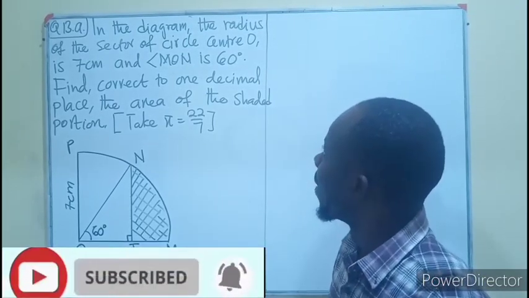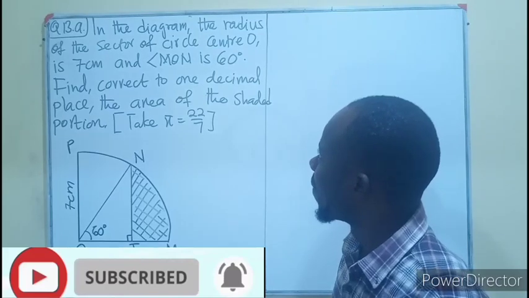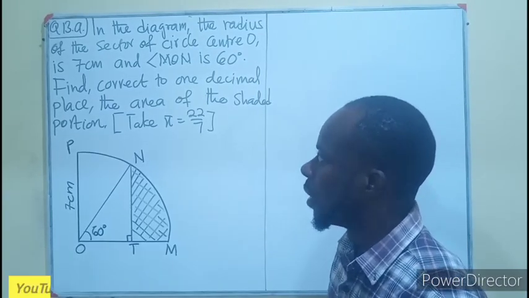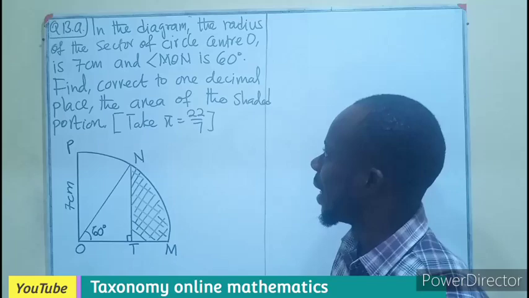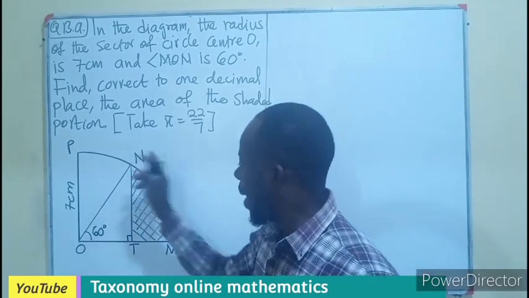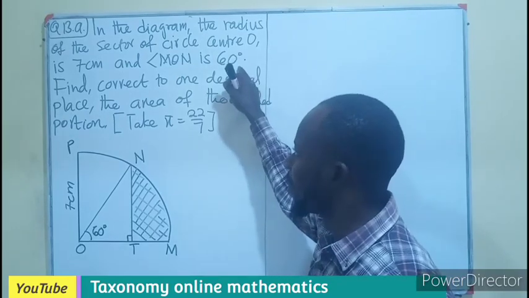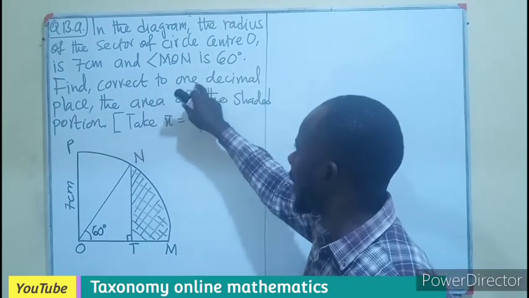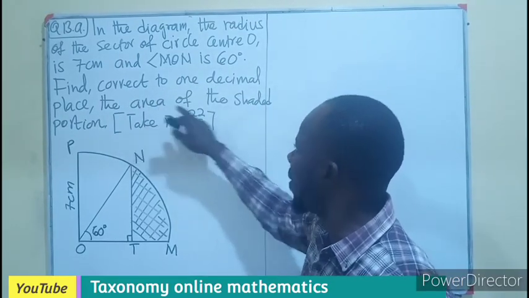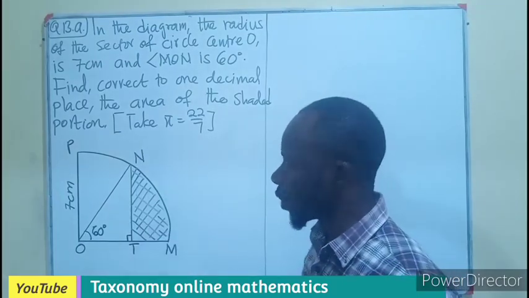So in the diagram, the radius of a sector of a circle with center O is given as 7 centimeters and the angle MON is given as 60 degrees. We have to find, correct to 1 decimal place, the area of the shaded portion.